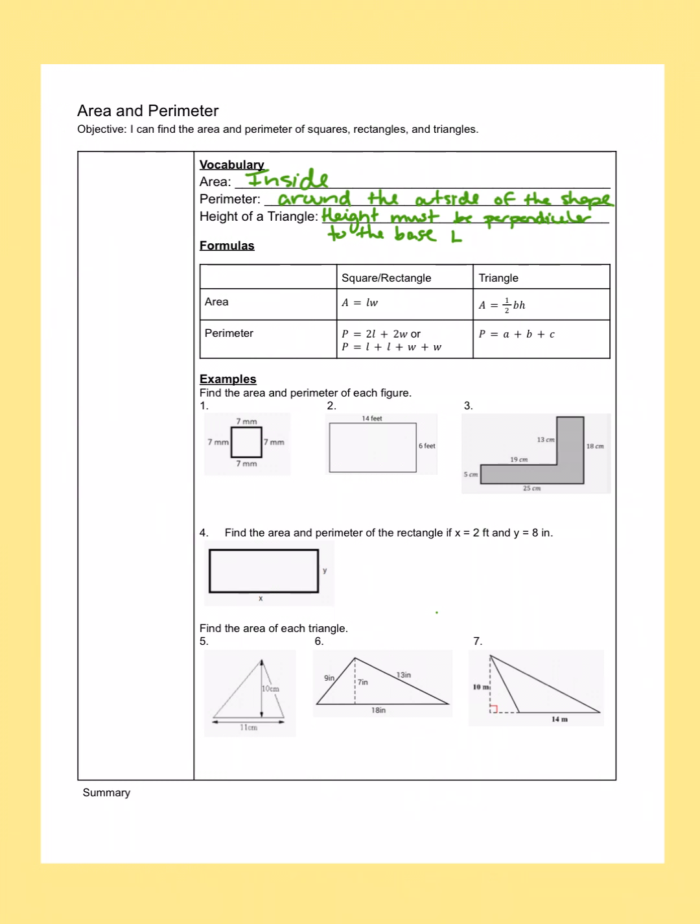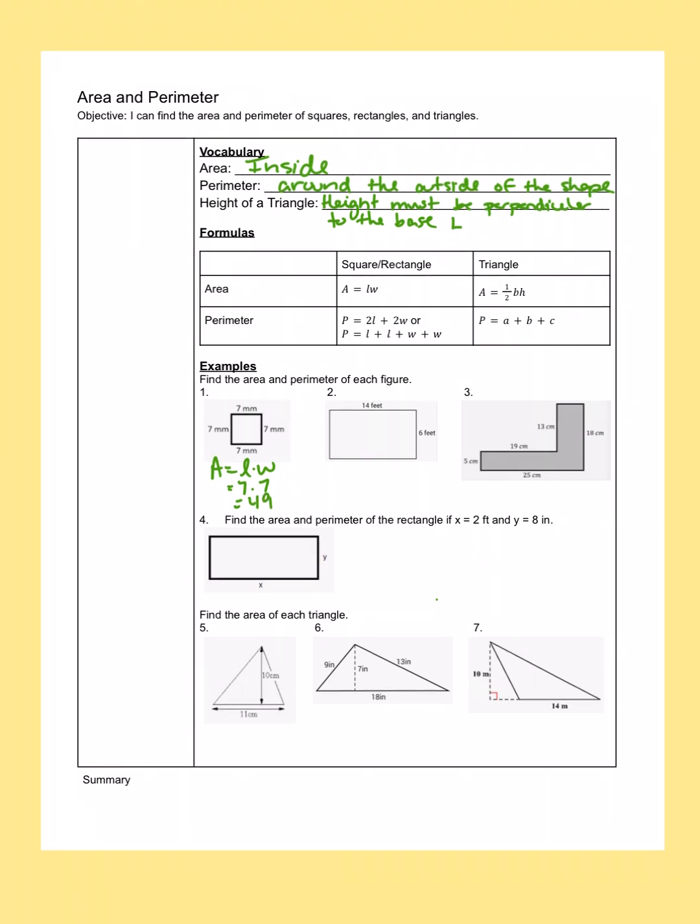Starting with number 1, we know it's a square, because all sides are the same. So we find the area. Area, you take length times width. In this case, the length is 7, the width is 7, so that's going to give us 49. And to find the perimeter, I'm just going to add up all the way around.